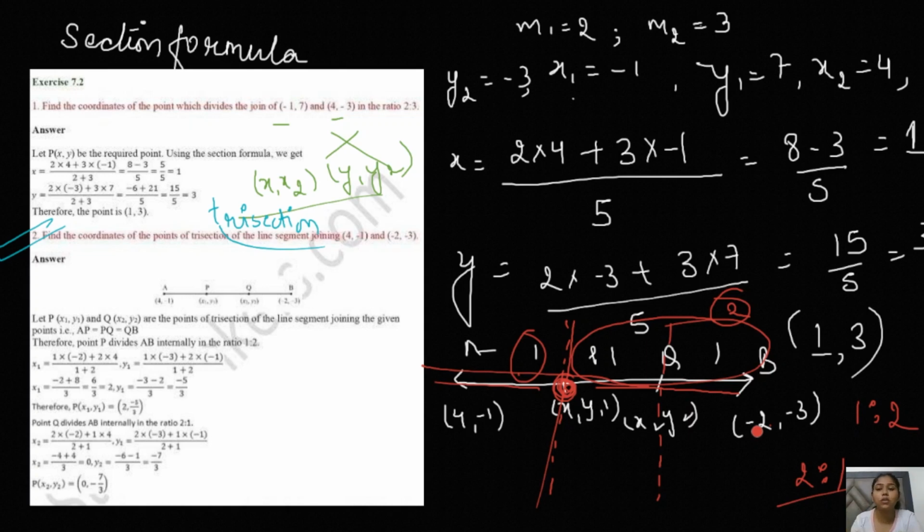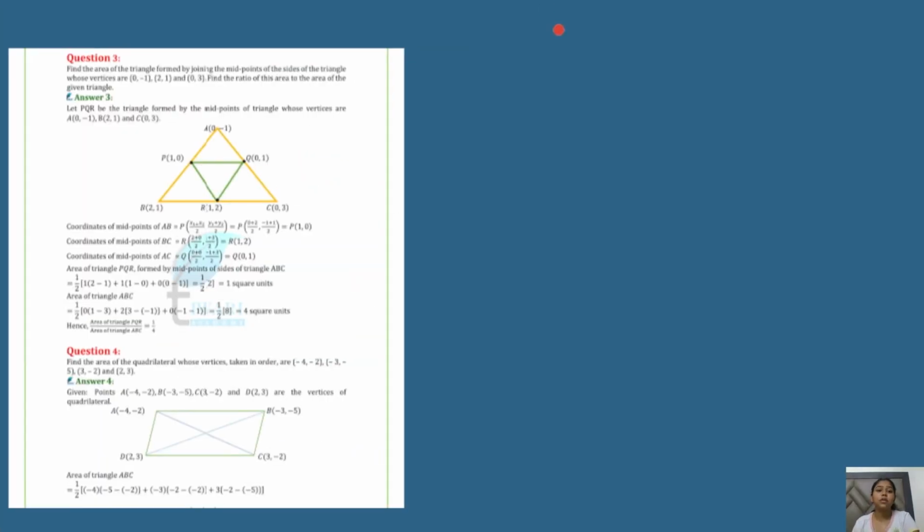I hope that's clear to you, that when we consider P as the point, then we are observing the line as a continuous line, and when we consider Q as the point of intersection, then we just consider P as the continuous line. I hope that's clear to you. Now let's move forward towards another question.